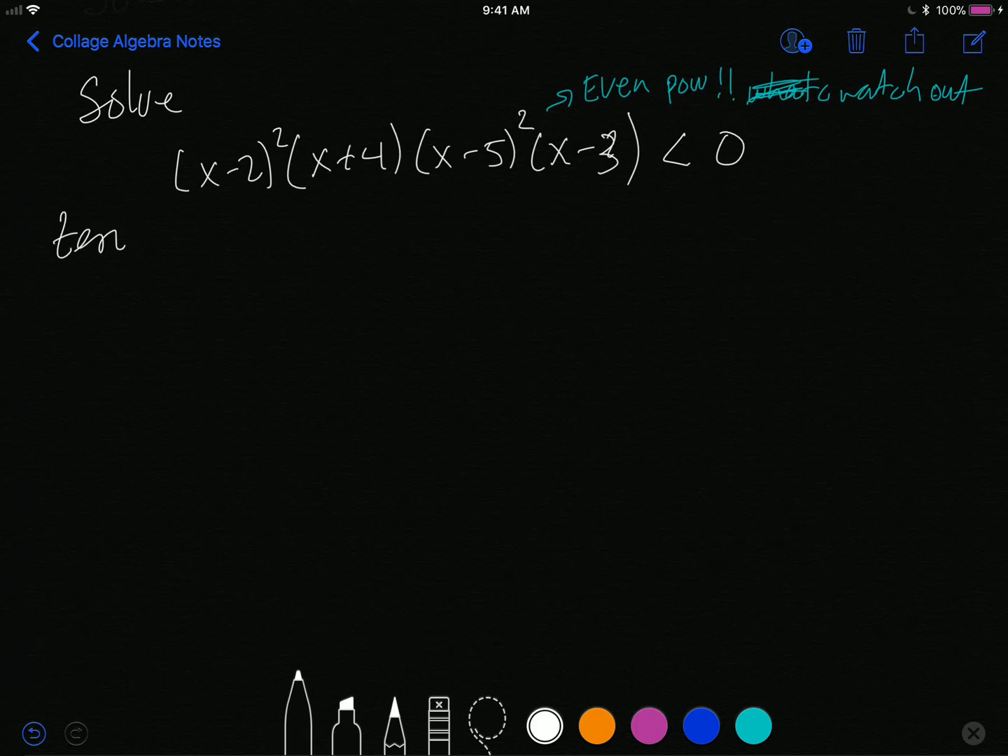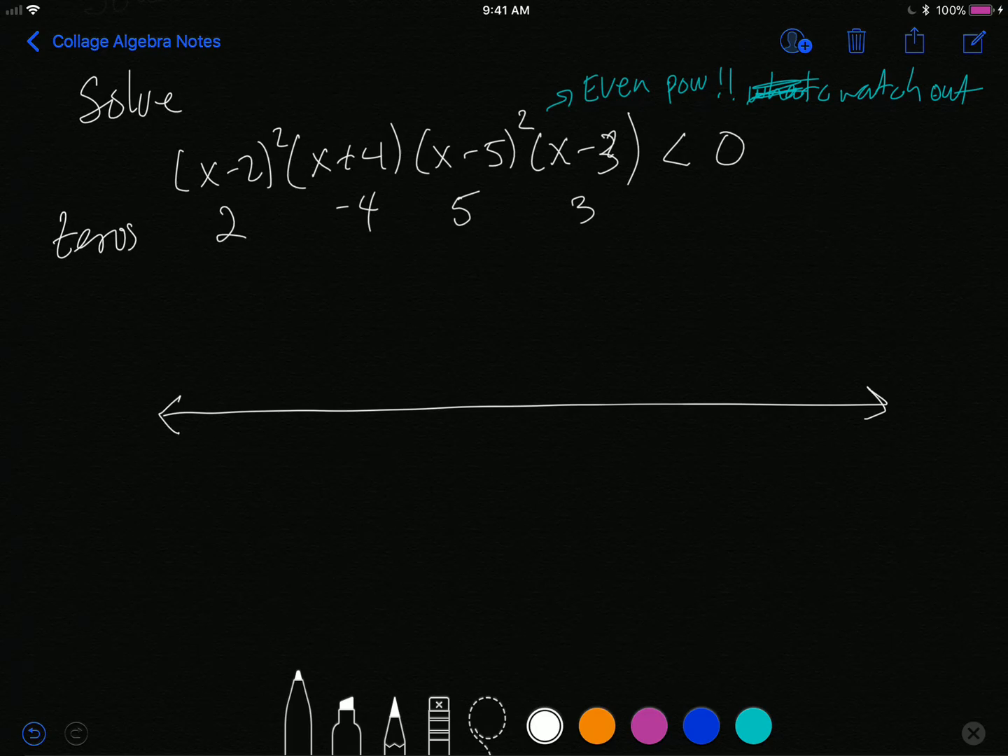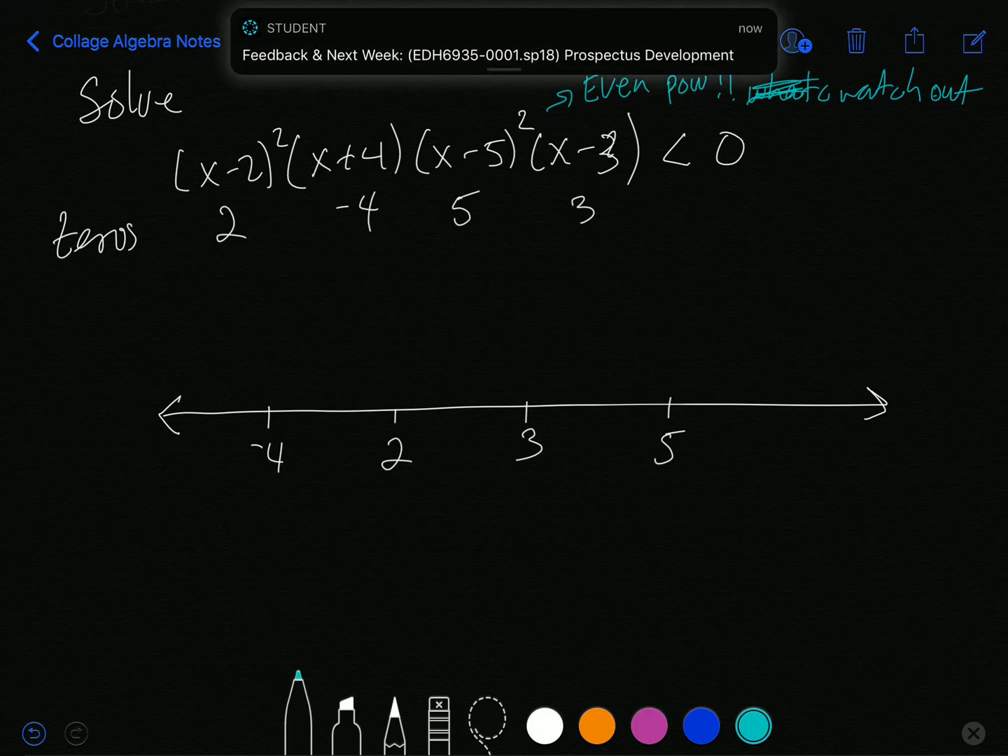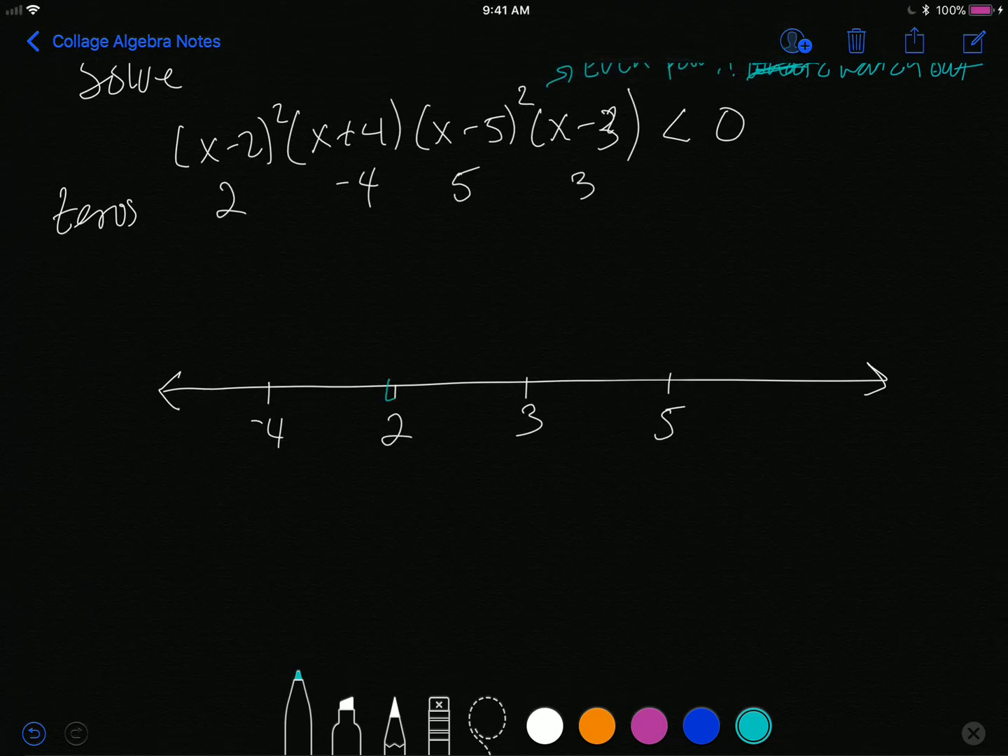I gotta find my zeros. And that is a 2, negative 4, a 5, and a 3. So I have my number line. And I have negative 4. It's a number line, so we're going in order. 3 and 5 right here. And what I'm going to do right here is write in the letter E for the 2 right here, because this is even. As you go along, you learn that that power is the multiplicity. We'll get to that some good day. But this right here has an even power, so we have to treat it differently. And then the 5 is also even, so we have to treat that differently.